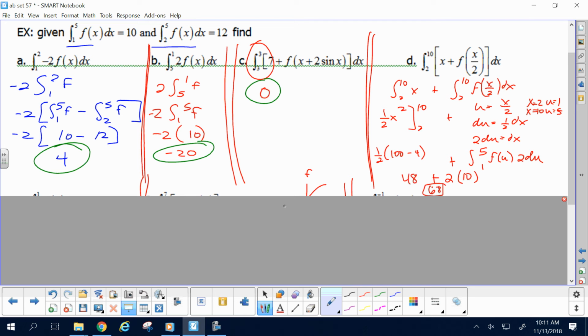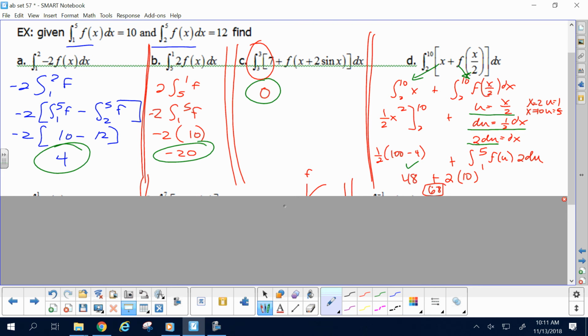D was one of the hardest ones. You definitely had to split it and integrate both parts of a sum, which you can do in a sum. So you integrate x, you eventually get 48 from the integration of x. The f you have to use u-sub because you have a function within a function. U is mostly easy. It's the du that you're likely to make a mistake. Du is 1/2 dx, which means dx is 2 du.